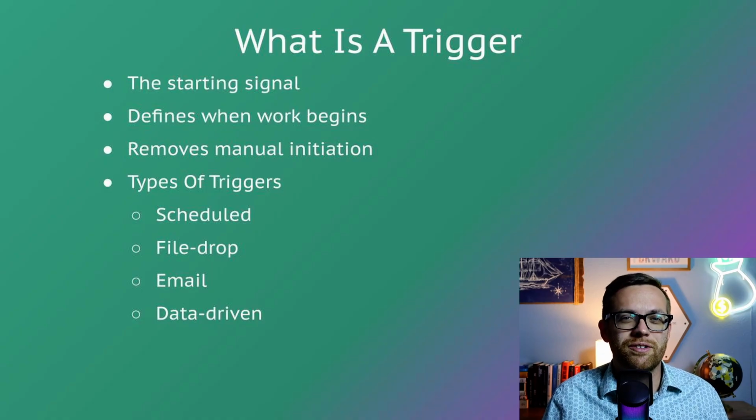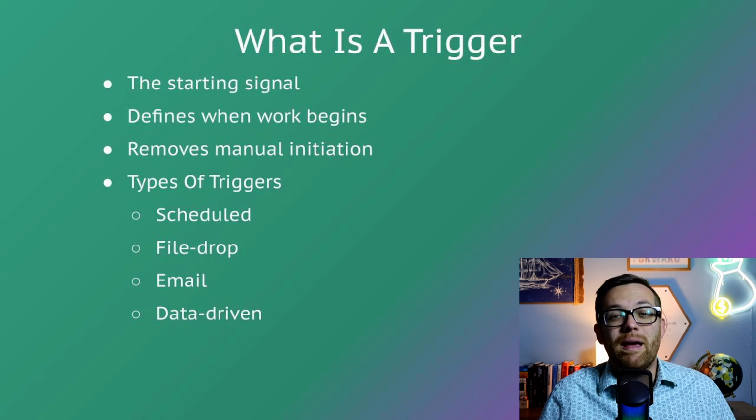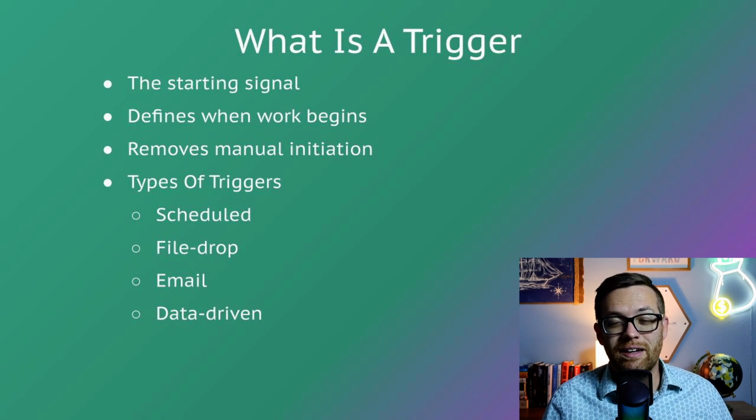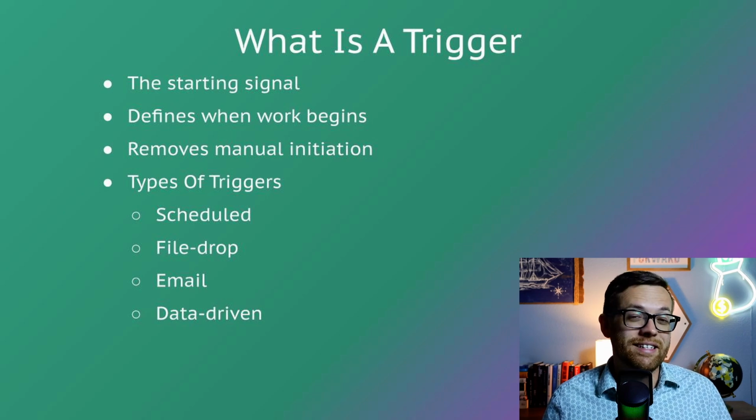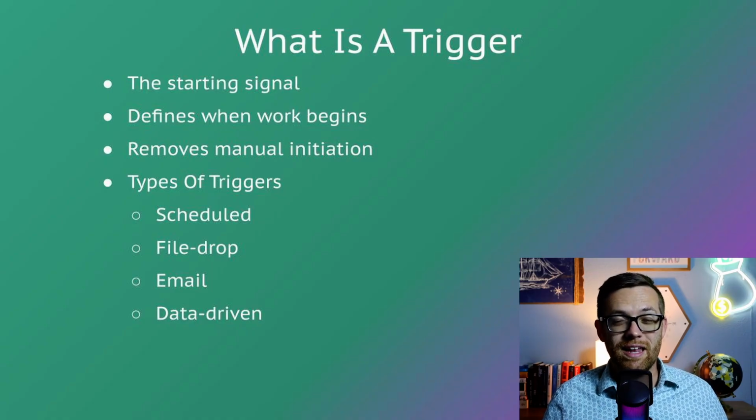File drop triggers can be an incredibly powerful tool in Treasury. This is when a bank file hits a folder. One of your ERP exports lands in a shared drive. That file arrival becomes the signal to start work. No one has to email. No one has to remember. The process starts itself. And this is how you eliminate timing gaps and manual handoffs between team members.